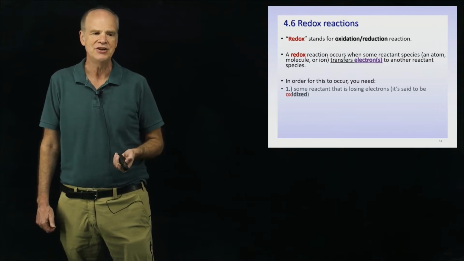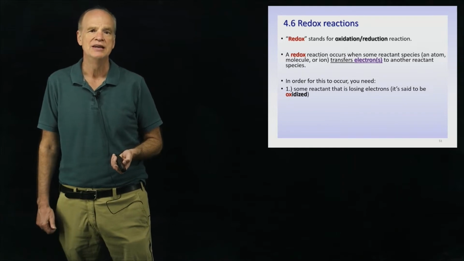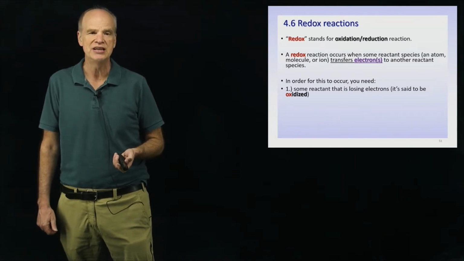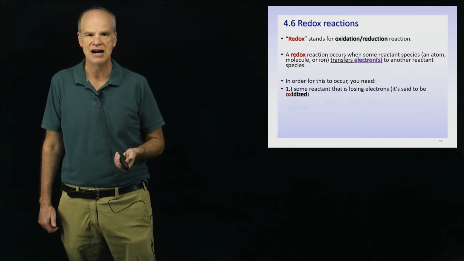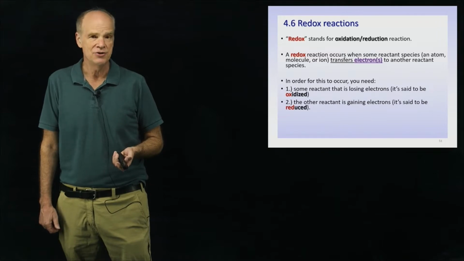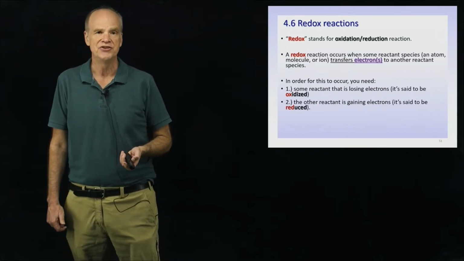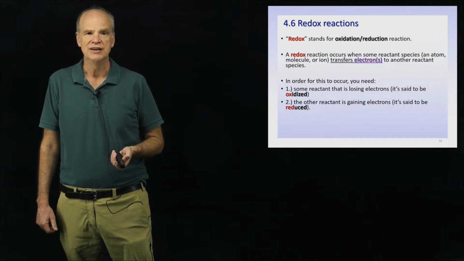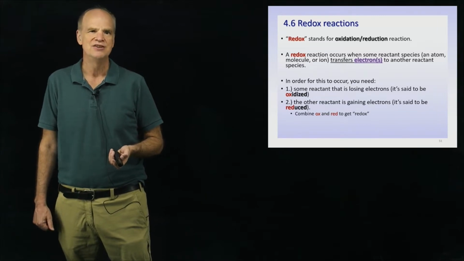For that to happen, two things need to happen. One thing that needs to happen is that one of the reactants needs to lose electrons, and that reactant is said to undergo oxidation. The other thing that needs to happen is that the other reactant needs to gain those electrons, and when it does, it is said to undergo reduction. When you combine the pieces of oxidation and reduction together, you get redox.